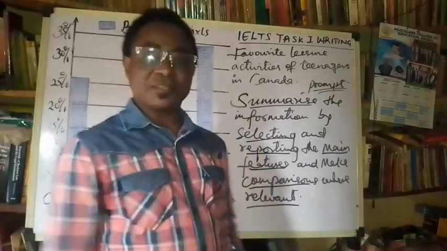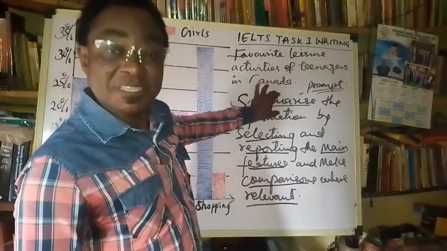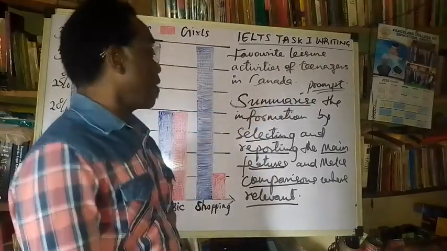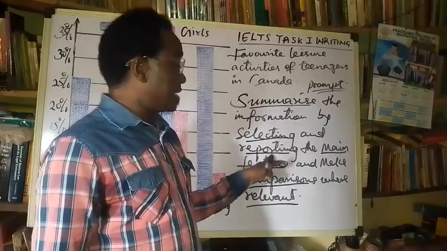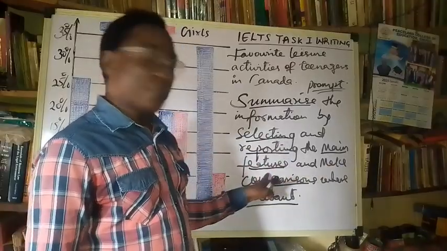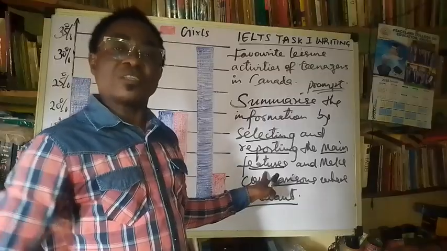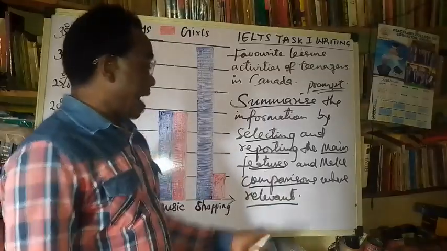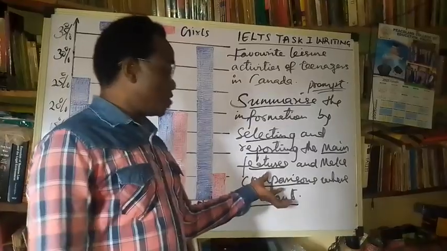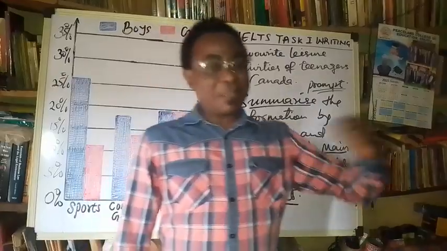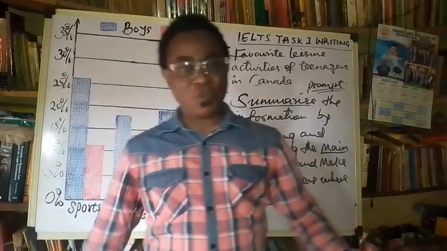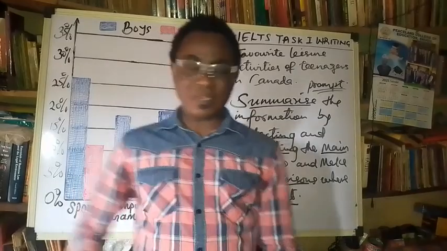So these are the key points. We have to summarize the information on the statistical model, and then we have to select and report only the main features. That means no details that are unnecessary. And then where it is relevant, we should compare one value with another. For instance, comparing the highs and the lows, and so on and so forth.